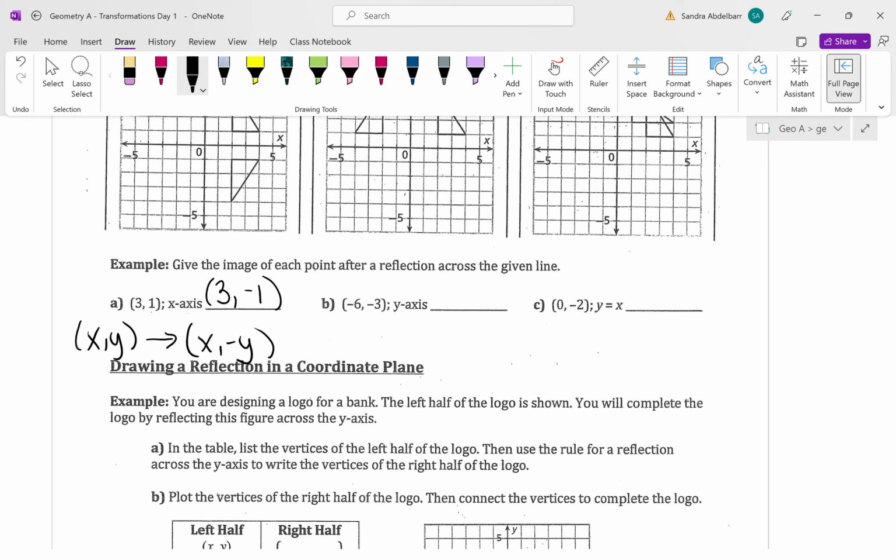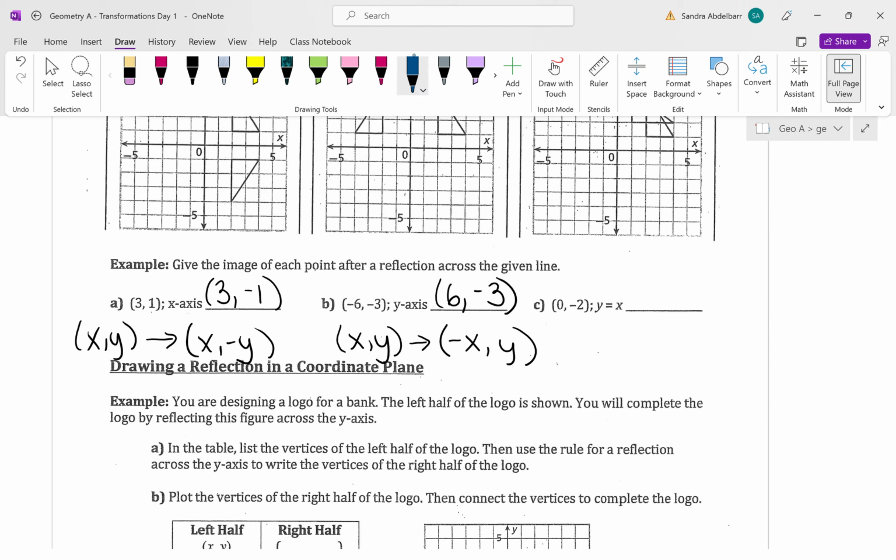Now reflection over the y-axis. Remember, the rule says reflection over the y-axis, (x, y) gives us (-x, y). So if I'm negating the x, my x is negative 6. How would I negate a negative 6? What would that be? Positive 6. And then I'm keeping the y the same, so it stays negative 3.